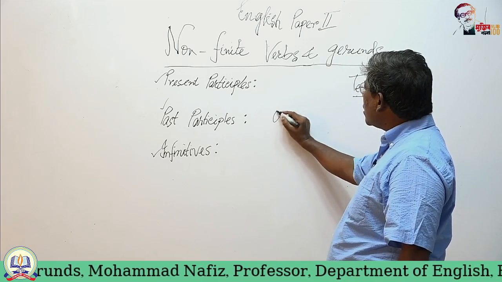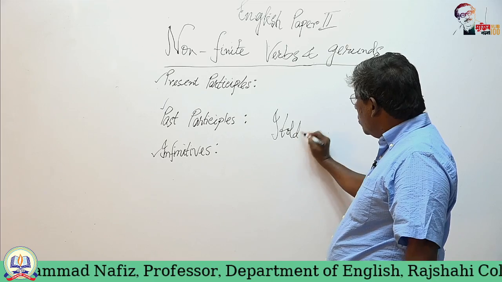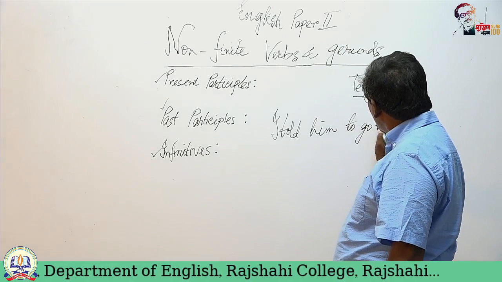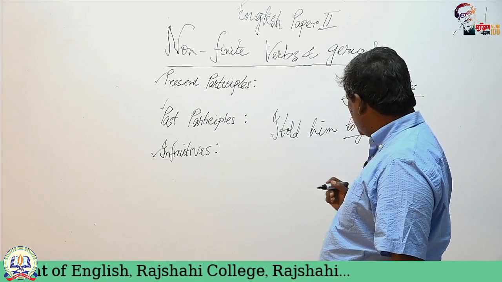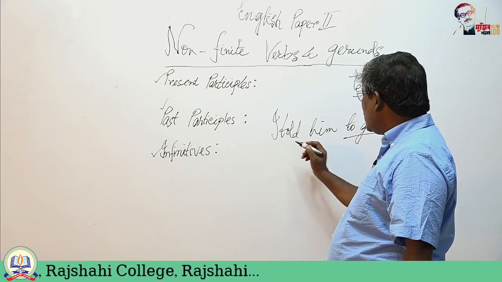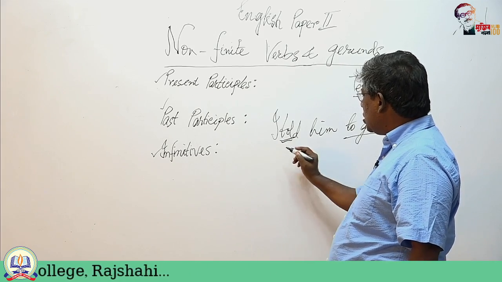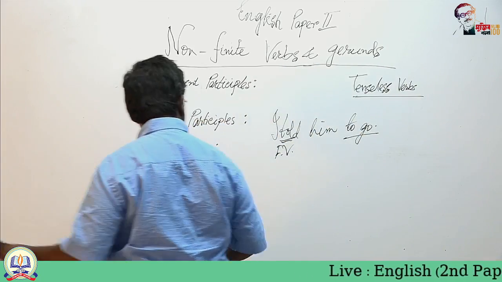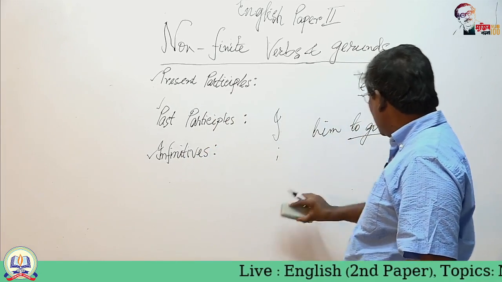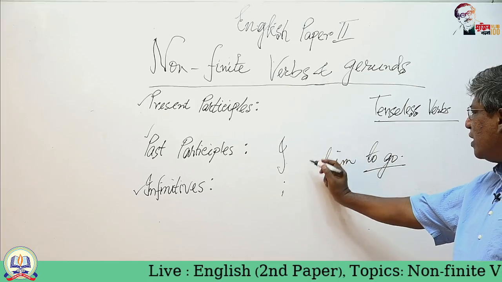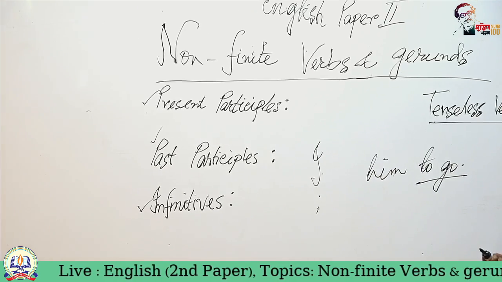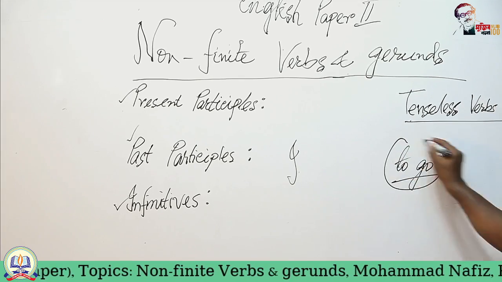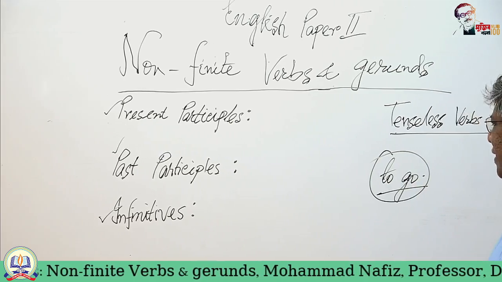For example, I told him to go. To go is the non-finite verb. This is an infinitive, possibly you all know that. And without using a finite verb like told, only to go cannot give any sense. Just look at the sentence: I him to go. Even if you write such a sentence, I to go, it looks like an infinitive, but I to go does not make any sense.